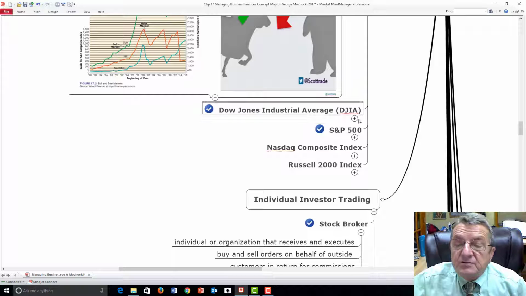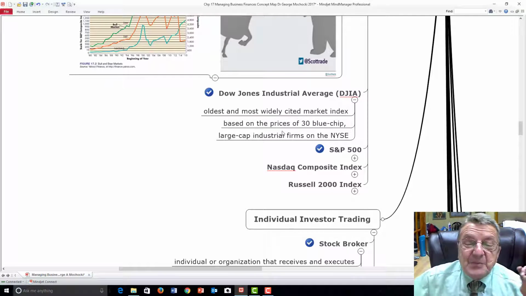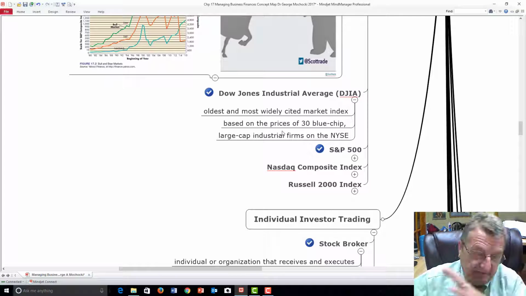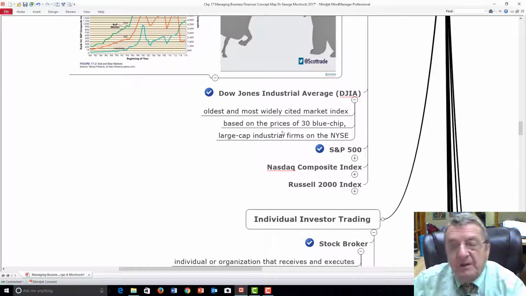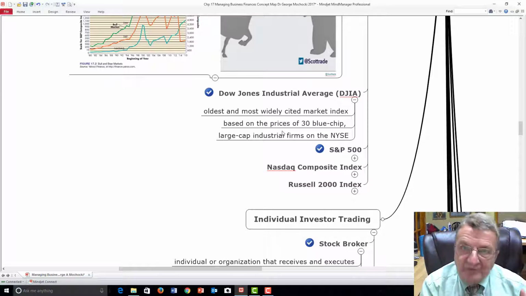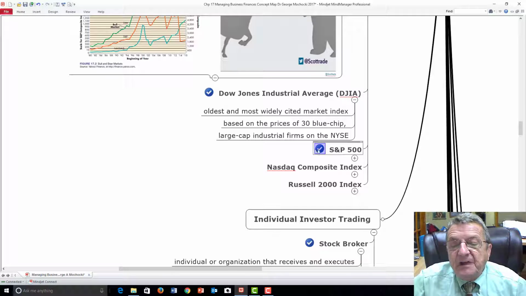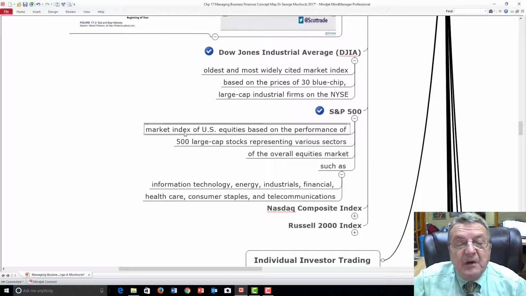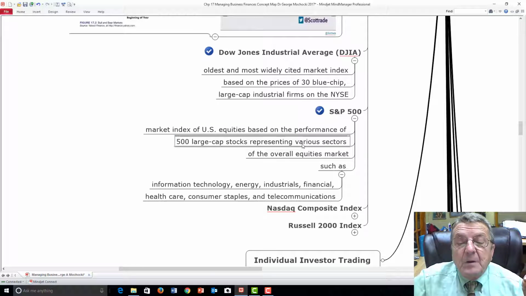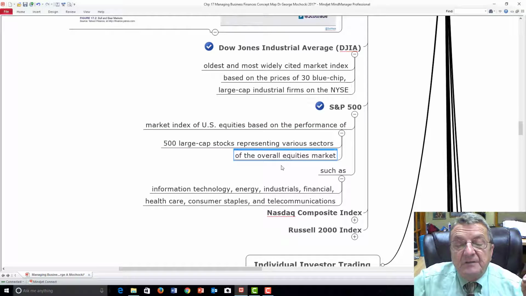Now, if I look at the Dow Jones, the oldest and most widely cited market index based on principles of 30 blue chip stocks. Remember, we talked about 25 before, now we were talking about 30 blue chip. They come and go, depending if they're blue chip, if they're a value. Some were blue chips, now they're penny stocks. Now the S&P, Standard & Poor's 500, is the market index of equities based on performance of 500 large stocks representing various sectors of the overall economy, such as information technology, everything else.